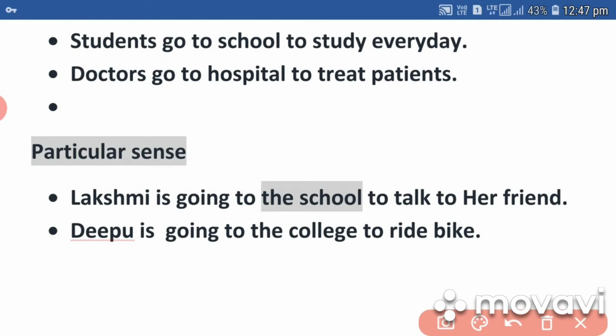You see, Lakshmi is going to the school. What's her primary duty here? Lakshmi is going to the school to talk to her friend. So I used the here. Deepu is going to the college to ride a bicycle. His purpose is different. So we have used the here. Now understand the difference between primary purpose and secondary purpose.